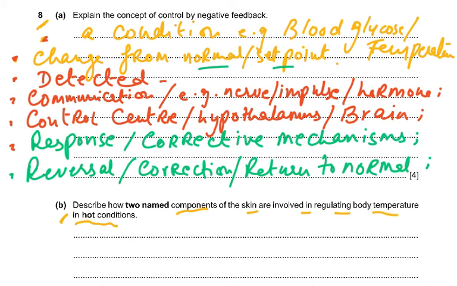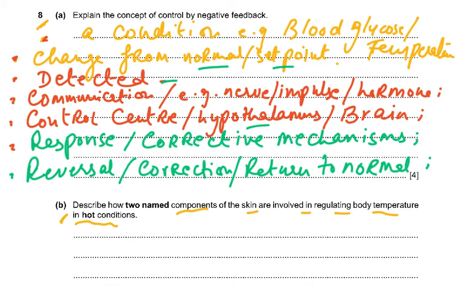You eat something sweet, you've had ice cream, your blood glucose level is going to rise. It is detected because too much sugar in the blood, too much glucose in the blood, is going to make it very concentrated. So it's going to be detected somewhere in the body. It could be detected in the hypothalamus. So then it is going to be a communication.